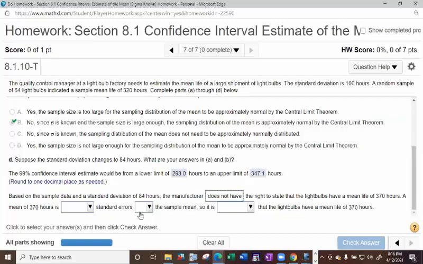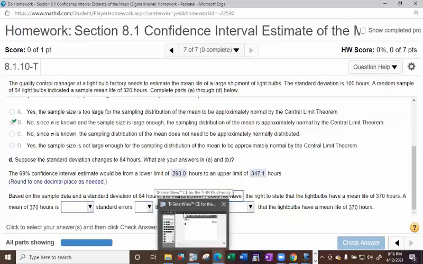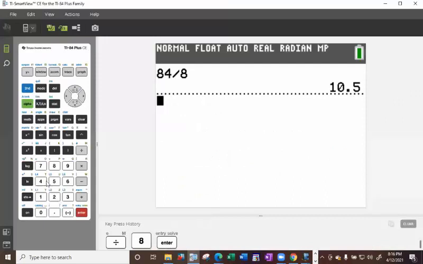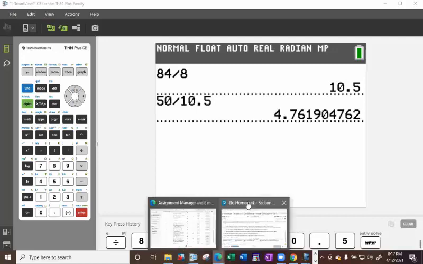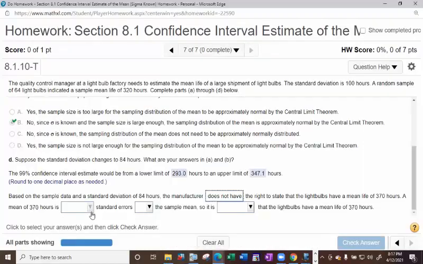How many standard deviations is that going to be? So it's 50 again. 370 minus 320. 50 divided by 10.5. More than 4. Above. Highly unlikely. Yay.